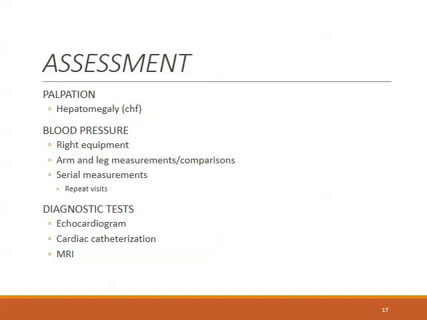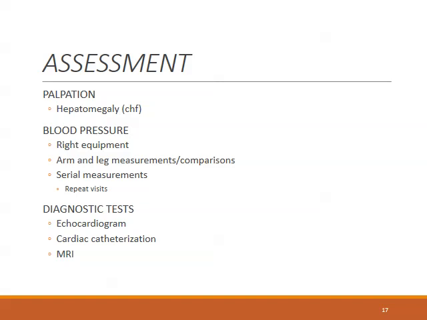Now, further assessment, we talk about palpitation. You want to check their liver, see if there's any hepatomegaly. That's a sign of CHF. Their blood pressure, you need to make sure you use the right equipment. You need to do arm and leg measurements and compare the two. Serial measurements, you need to do repeated measurements on visits and note those.